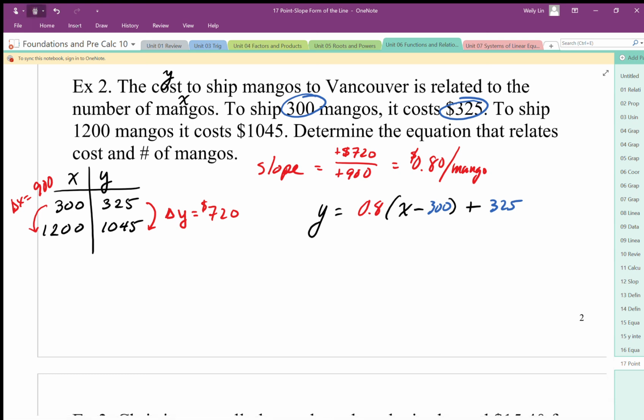And this relates to costs of mangoes. Cost as a function of mangoes is equal to 0.8 times (mangoes minus 300) plus $325.